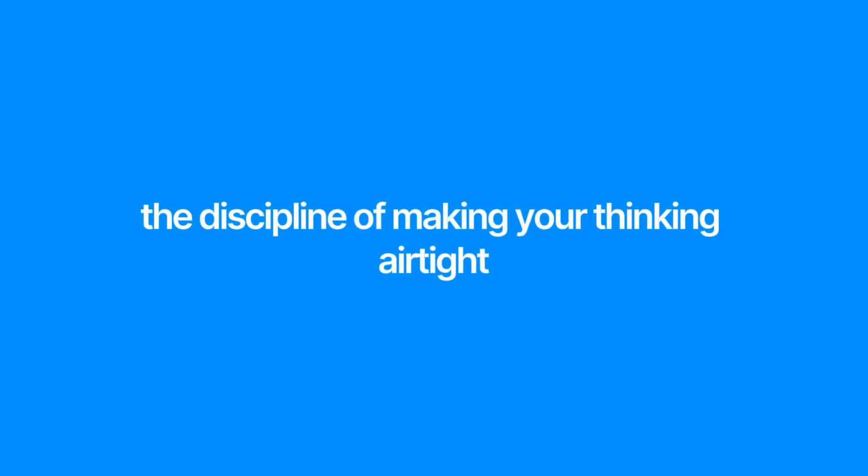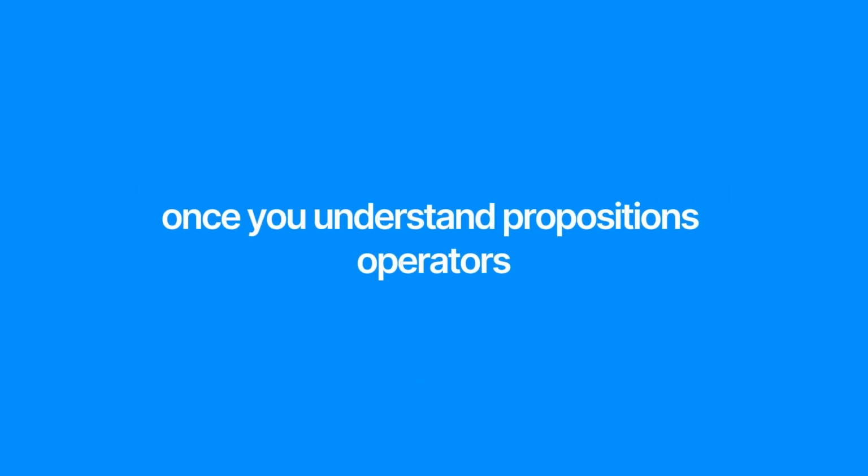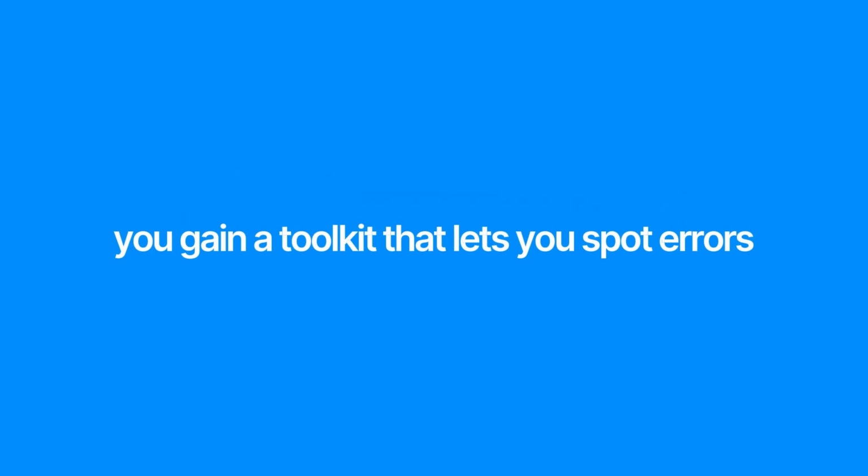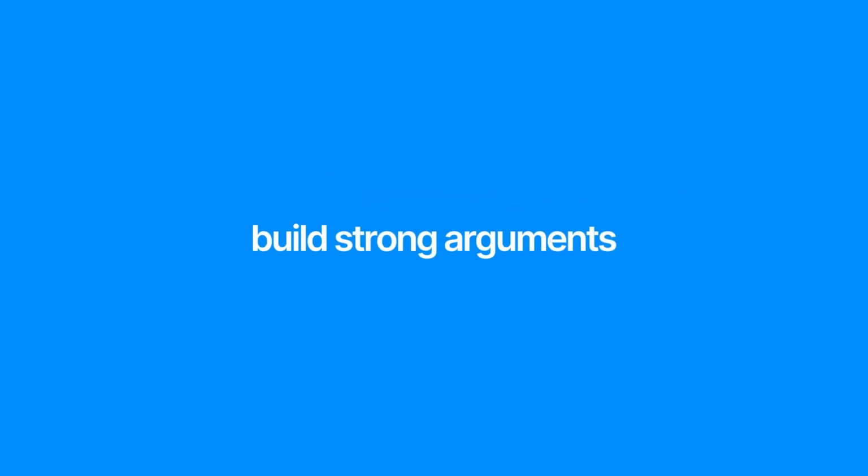Formal logic is simply the discipline of making your thinking airtight, stripping away confusion so only valid reasoning remains. Once you understand propositions, operators, truth tables, and inference rules, you gain a toolkit that lets you spot errors, build strong arguments, and think with clarity in any situation.